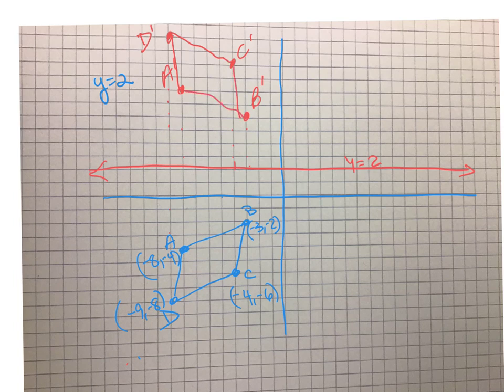And then you're going to connect those dots. And you're going to see that they're equidistant from the red line, not the blue line, but the red line. You see it?